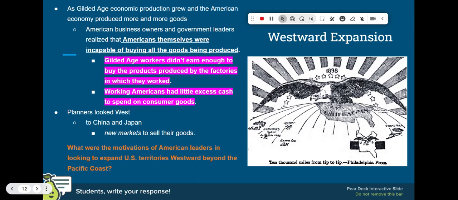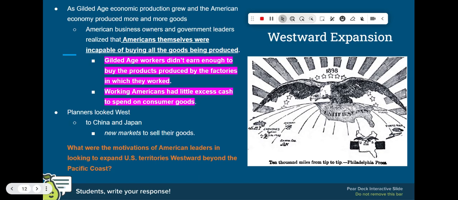As the Gilded Age and economic production grew, and the American economy produced more and more goods, American business owners and government leaders realized that Americans themselves were incapable of buying all the goods being produced. Remember when we talked about the working conditions in the factories and things like that? American workers during the Gilded Age didn't earn enough to buy the products that they were producing. They didn't make enough money, right? Remember, fathers had to go to work. Mothers had to go to work. They had to send children to work in factories and mines just to get by.